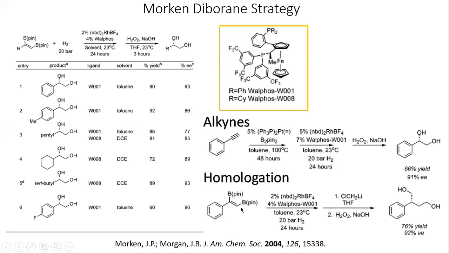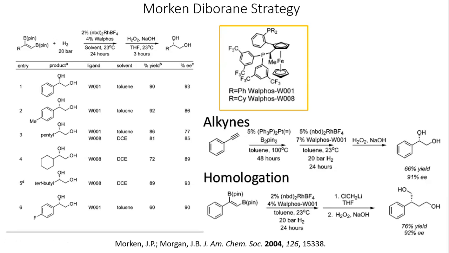So you hydrogenate this down, and then you actually can extend the chain by one carbon, right? So you can see right here, you end up adding a carbon, and then here you also end up adding a carbon. And in doing so, you extend, and then you oxidize, and in doing so, you're able to, again, get this homologation product, which is important because, again, when you develop a method, you're always thinking long range as far as what you're going to apply that method to, right? So you get this in 76% yield and 92% EE.